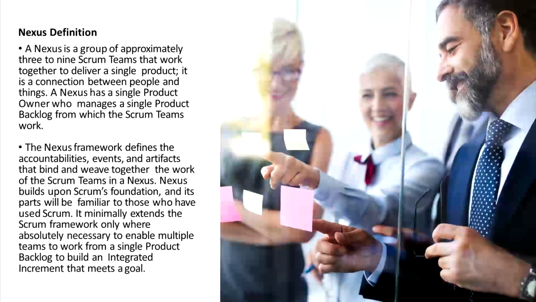Nexus definition. A nexus is a group of approximately 3 to 9 Scrum teams that work together to deliver a single product. It is a connection between people and things. A nexus has a single product owner who manages a single product backlog from which the Scrum teams work.